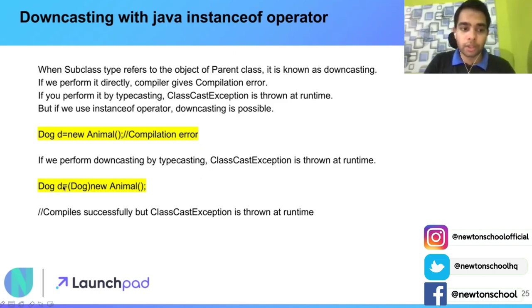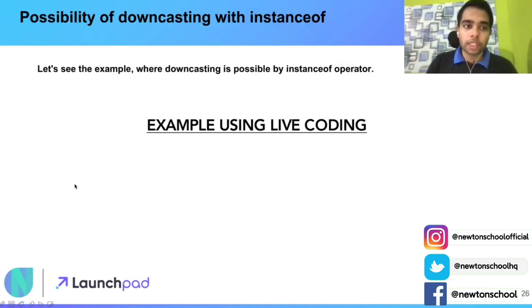If you perform downcasting by typecasting, a ClassCastException will be thrown at runtime. If you do something like Dog d = (Dog) new Animal(), this is like typecasting at runtime. It will compile successfully, but it will give an error at runtime. The error will be ClassCastException. You cannot cast like this. So let's see how it is possible to do downcasting with instanceof.